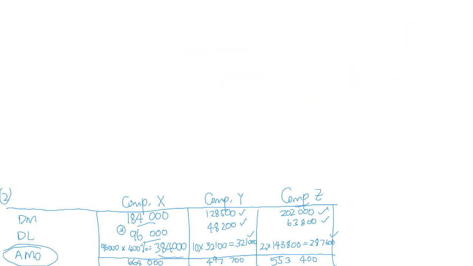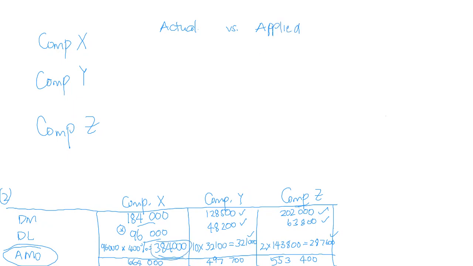So for company X, your applied overhead was, so it's actual versus applied. We know the applied, we just calculated it. For X, it was 384,000. For company Y, it was the 321,000. And for company Z, it was the 287,600. You're fine so far?